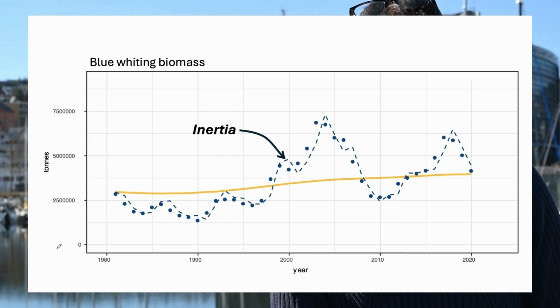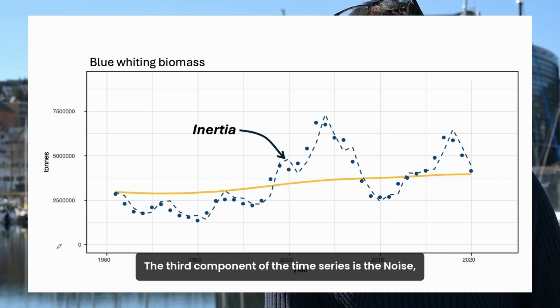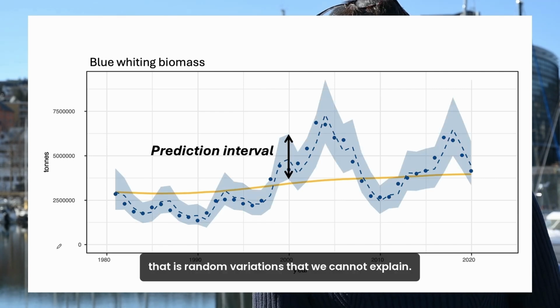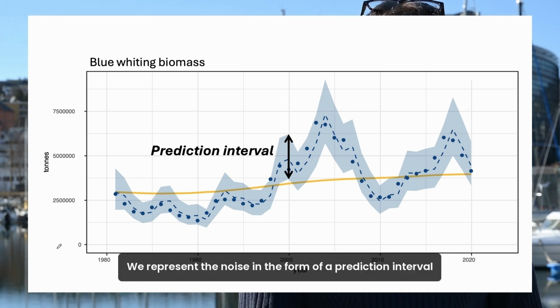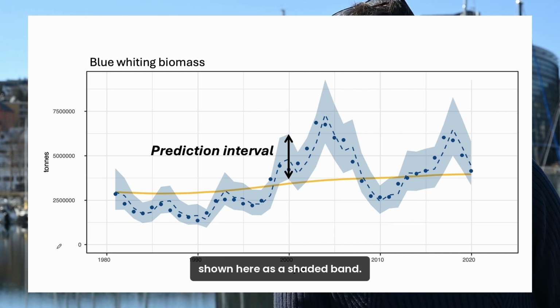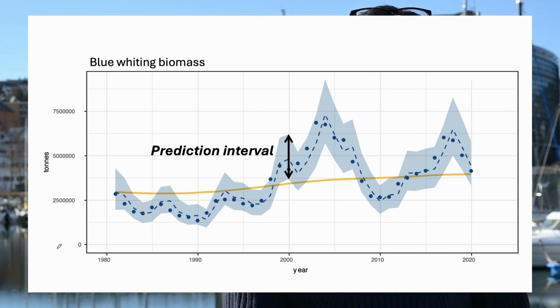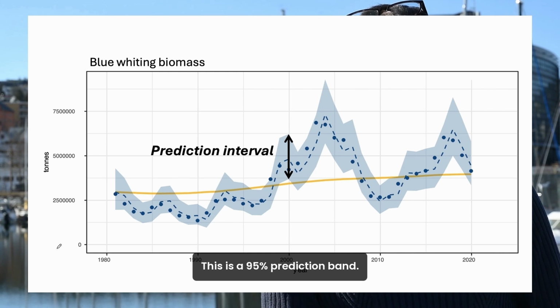observed the year before. The third component of the time series is the noise, that is random variations that we cannot explain. We represent the noise in the form of a prediction interval, shown here as a shaded band. This is a 95% prediction band.